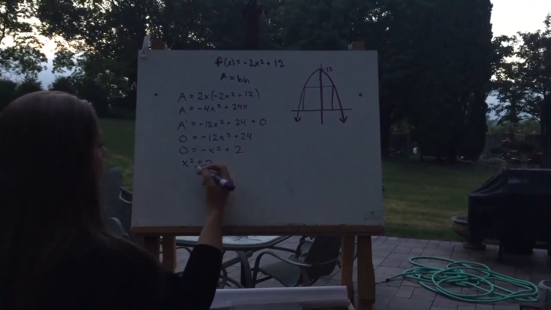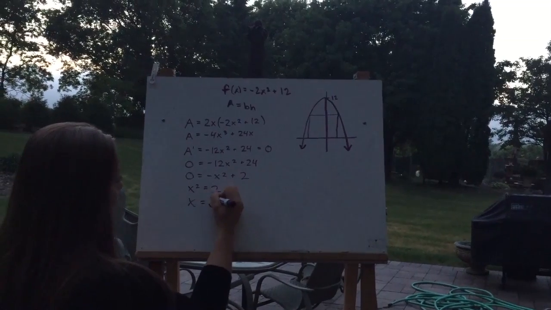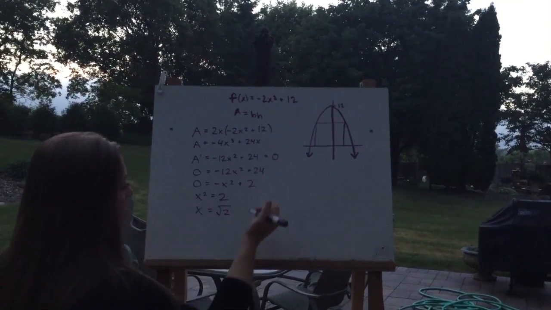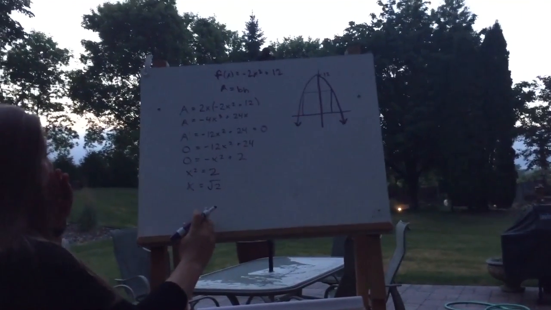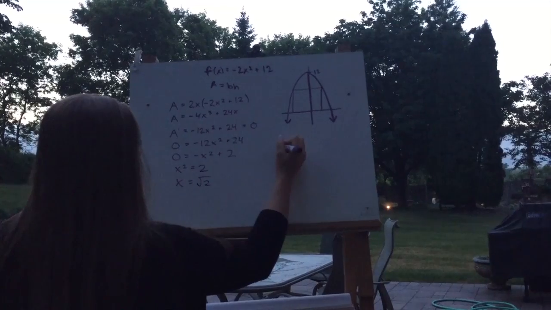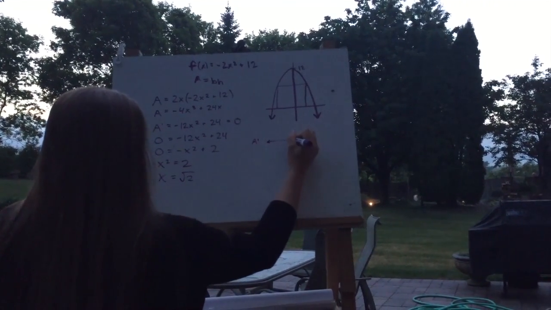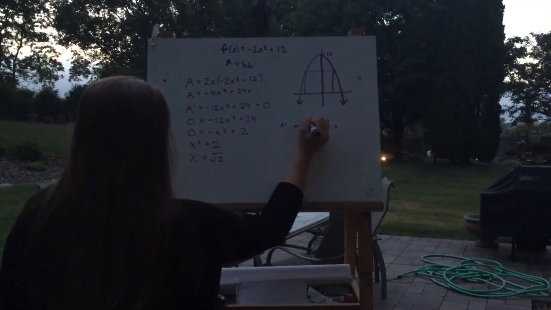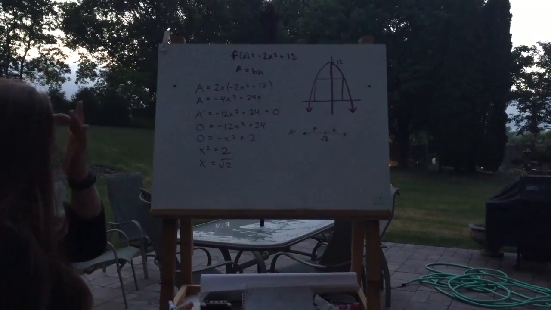Okay, so then you take the square root of 2, which should be plus or minus, but since we're doing area, it wouldn't make sense to use the negative number, so we're just going to keep it positive. So to prove that this is the maximum, we're going to bring it over here on a number line, and so logically it's going to increase here and decrease here, making it the maximum.